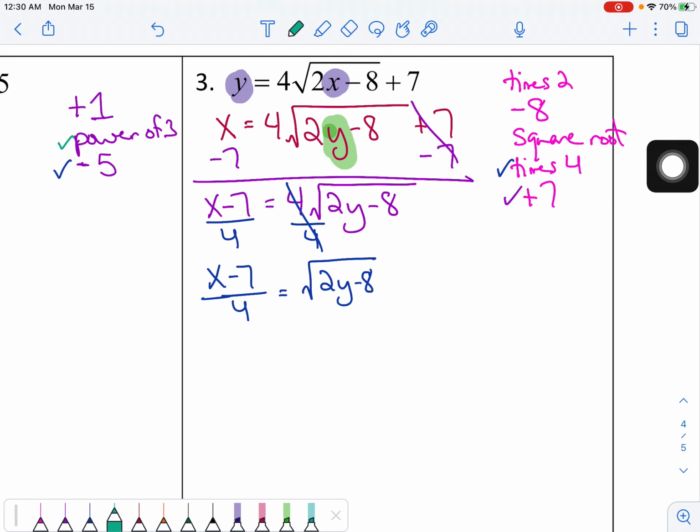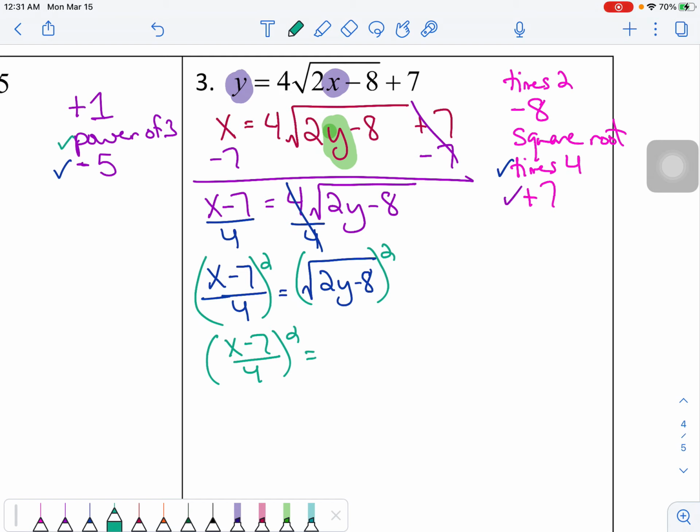To undo a square root, now it's a root, so I need a power, and the opposite power to a square root is a square. Now, on the left side here, x minus 7 over 4 squared, do not multiply that out. I don't need you to. I don't want you to. Don't do it. Okay, so on the right side, we've got square and square root that will eliminate each other.